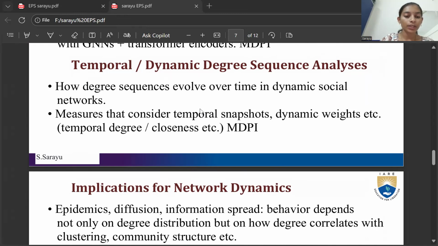Degree preserving growth and dynamic modeling. Some more recent work looks at growth models where the degree sequence is held fixed while evolving the other structure. This is useful for social networks evolving over time, where degree might remain roughly stable but the links, who is connected to whom, change.